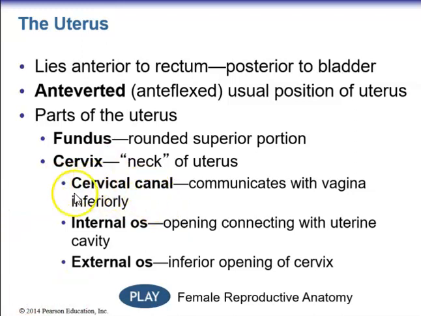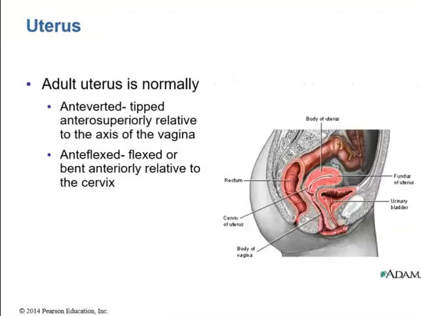This is the passageway or the canal that communicates with the vagina inferiorly. And then you have the internal os, which is the inside opening, so the opening connecting with the uterine cavity. And we can see this on the next slide. So again, we have the external os here, we have the cervical canal, and then the internal os.